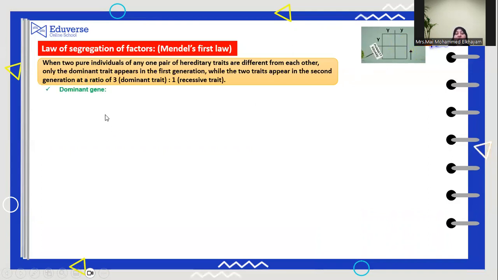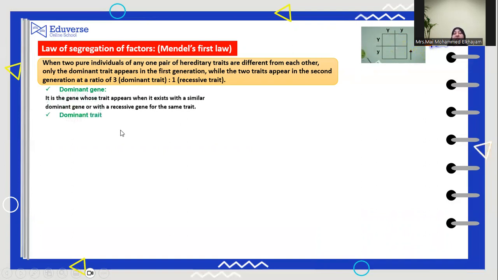What is the meaning of dominant gene? Okay, dominant gene, here it is the gene whose trait appears when it exists with a similar dominant gene or with a recessive gene for the same trait. While the dominant trait, what is it? It is the trait that appears when aggregation of two similar factors, two genes of the dominant trait. Therefore, please pay attention. There is a difference between dominant gene and dominant trait.